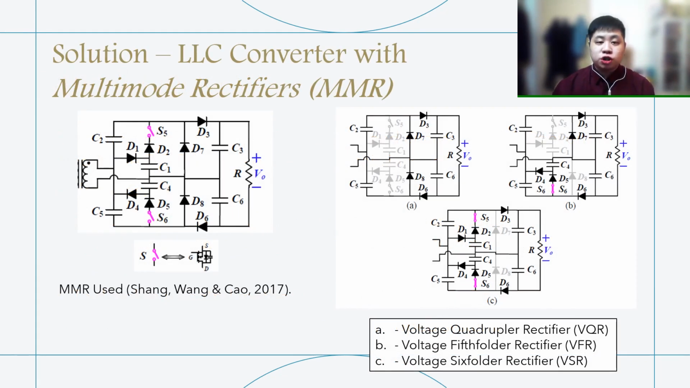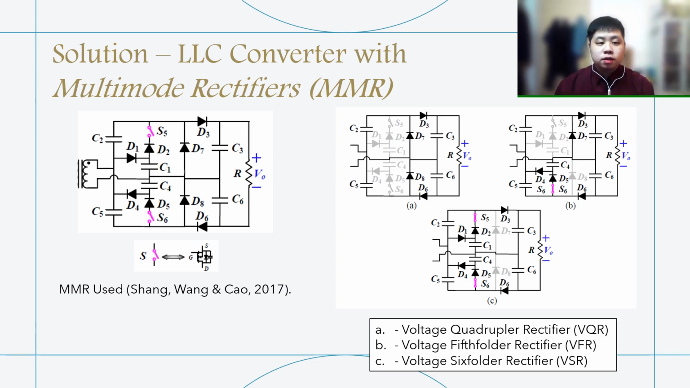After surveying the literature, I've settled on modifying the conventional LLC converter with multi-mode rectifiers, or MMRs, since it boosts voltage, consists mainly of diodes and capacitors, which are passive components, and has a simple control, just on or off. The slide shows the rectifier structure used, which is based on the work of Shang, Wang, and Cao.